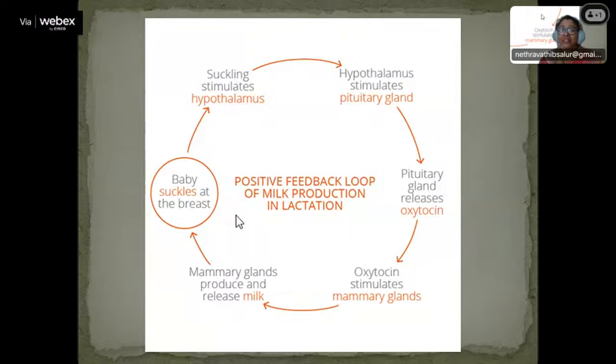Now what happens here is, once the baby starts sucking the breast, the suckling will stimulate the hypothalamus, which will stimulate the pituitary gland. The pituitary gland will in turn produce oxytocin. The oxytocin will stimulate the mammary glands, and the milk will be released from the mother's breast, and that is how she is going to be feeding her child.